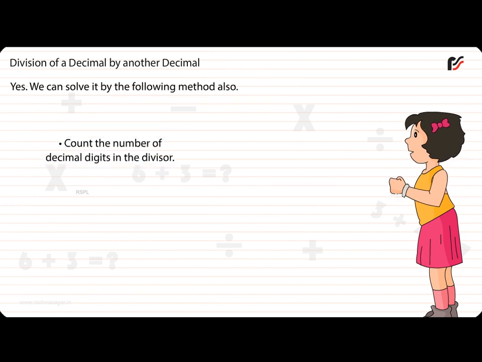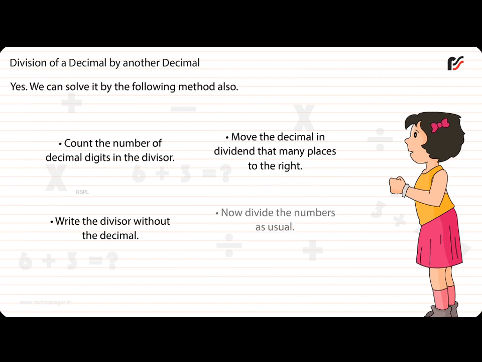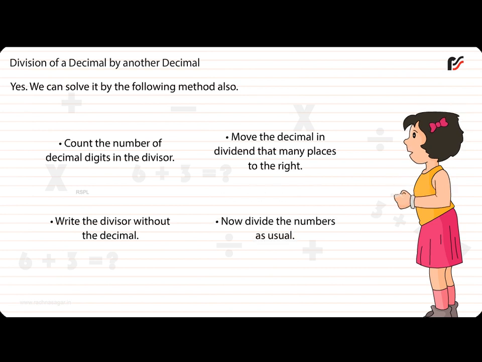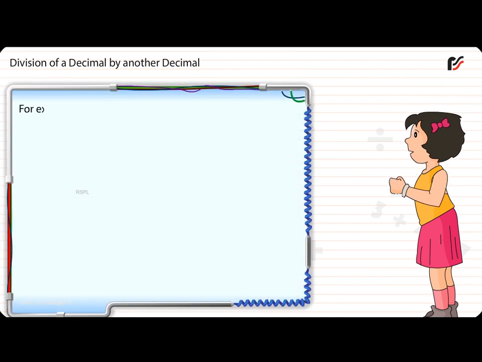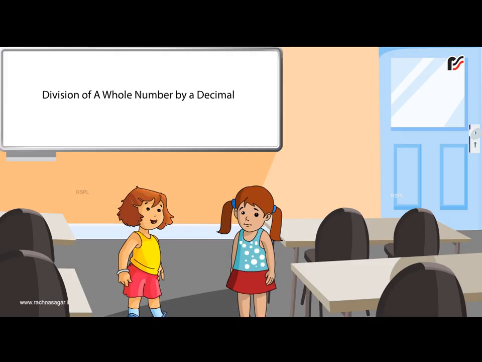Count the number of decimal digits in the divisor. Move the decimal in the dividend that many places to the right. Write the divisor without the decimal. Now divide the numbers as usual. For example, 14.7 divided by 2.1 is equal to 147 by 10 divided by 21 by 10 is equal to 147 by 10 multiplied by 10 by 21 is equal to 7.